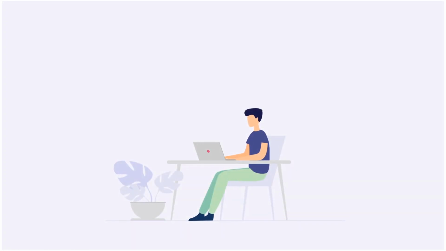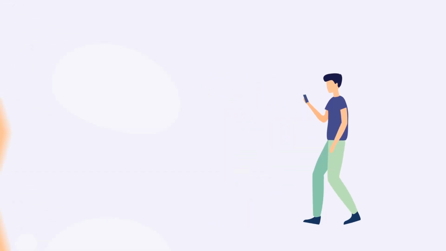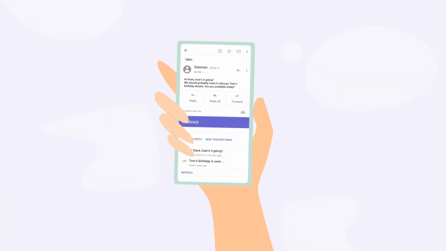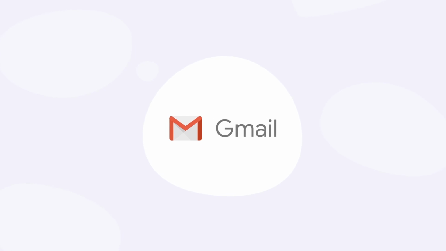When you're checking email on the go, you should be able to see who's read your messages just like on desktop. That's why we've developed Mailtrack for your mobile device. Mailtrack is compatible with iOS and Android, and is the only email tracking system that integrates with Gmail's official mobile app.